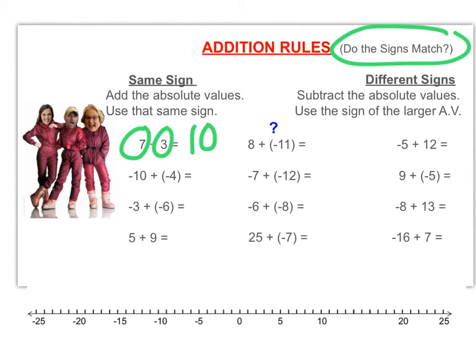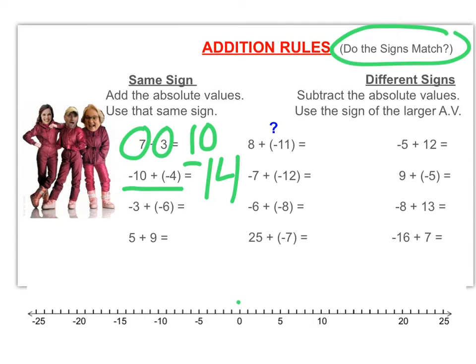When this -10 and this -4 meet up, well, they're also on the same team. They're on team negative. They're not going to fight each other, so we add their absolute value. So my problem I'm actually doing is 10 plus 4 in my head. I'm getting 14, and then I use the sign that they are. They're on team negative.